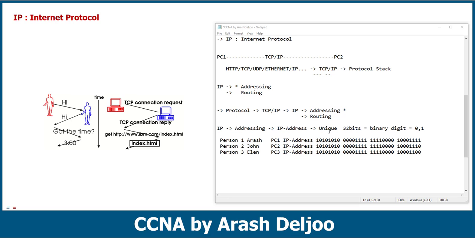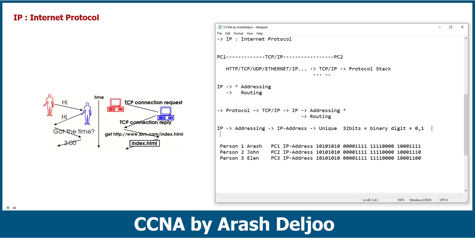First let me talk about this uniqueness and how we can use this IP address. After that, I will give you another important criterion about the IP address. Besides uniqueness, we need another criterion for each and every IP address. But let me first talk about this IP address.